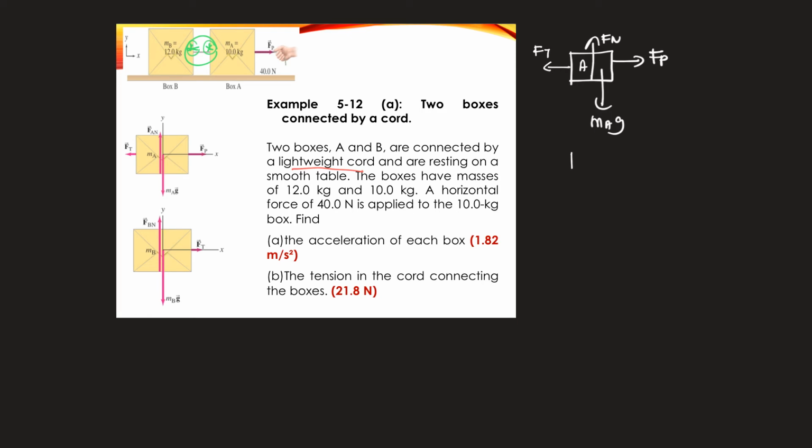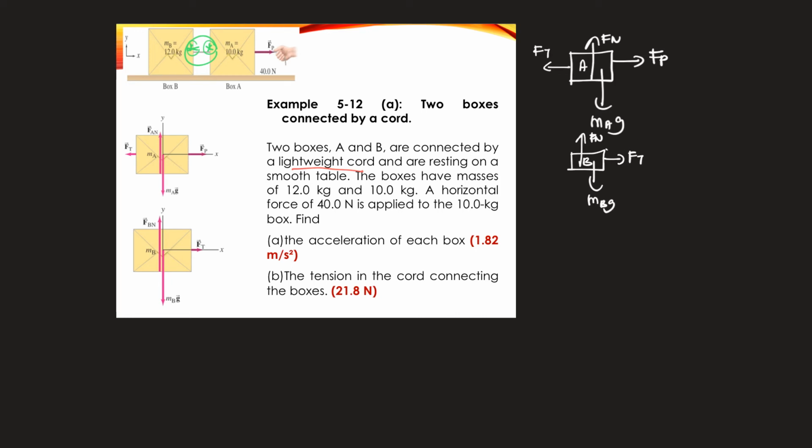What about object B? For object B, you have the tensional force, then Fn, and then Mg. You don't have FP for the second object because FP applies to A. The one that makes object B move forward is the cord. Please don't draw FP at the second object, because you applied force to A, you didn't apply force to B. Make sure that you double check the FBD first before you proceed with the equation.